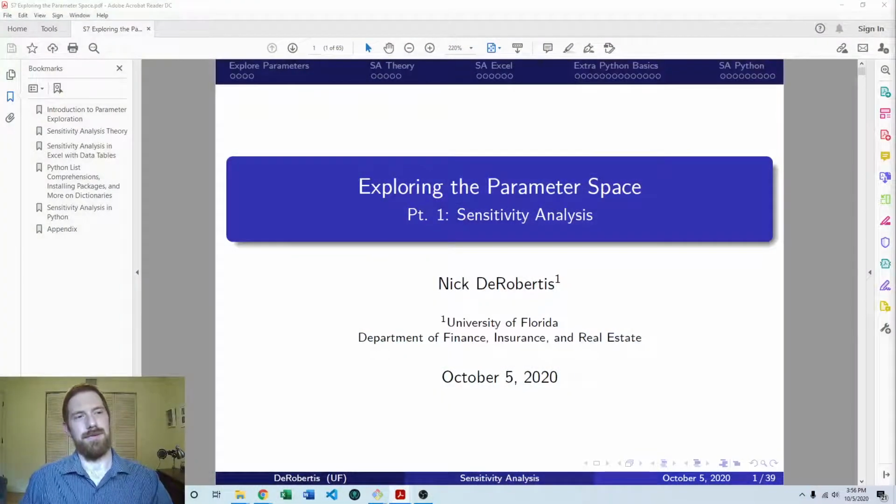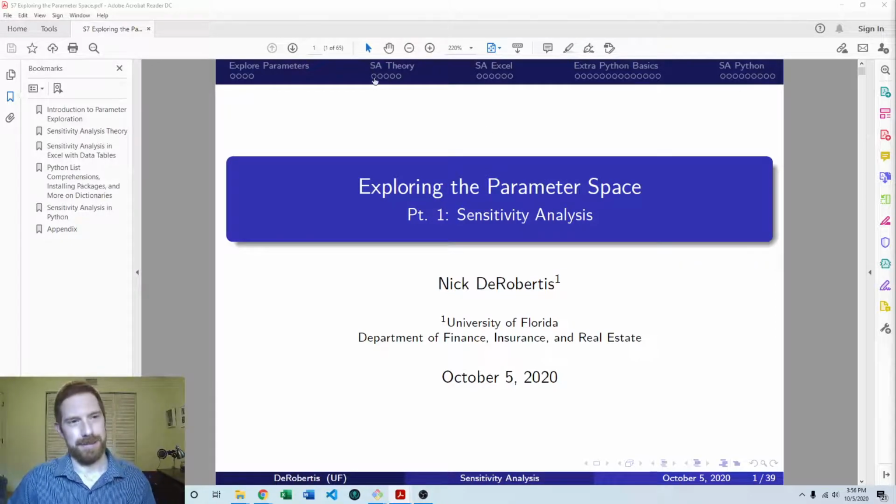Today we're going to be talking about an introduction to sensitivity analysis. This is part of our lecture segment on exploring the parameter space. We introduced last time what exploring the parameter space means: basically trying a bunch of different inputs in our model and looking at how that affects all the outputs, and trying to gain a deeper understanding of the problem that we're modeling through that process.